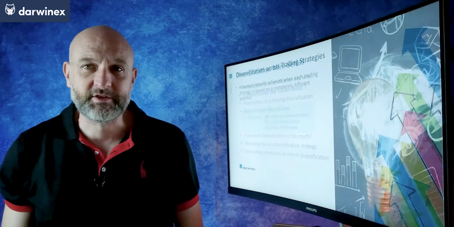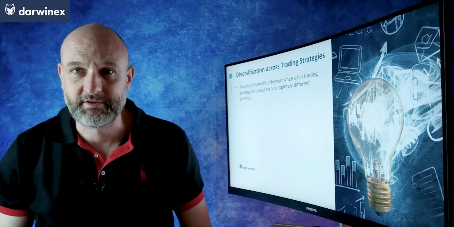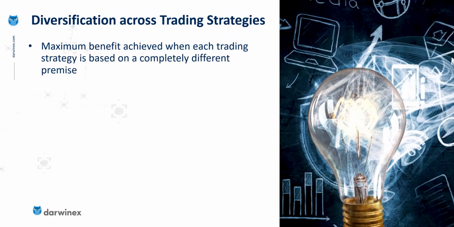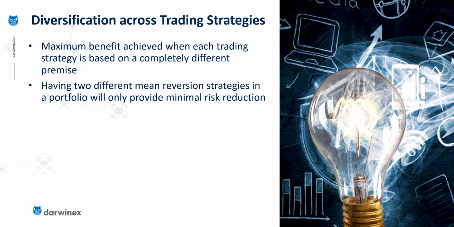Now, the important thing to realise is that when you do diversify across multiple trading strategies, you'll get maximum benefit when each of those individual trading strategies is based on a different premise. So for example, if you happen to have two different trading strategies, but they're both based on a mean reversion premise, then unfortunately this will only provide minimal risk reduction, because each of those strategies will still be taking trades at the same time and probably in the same direction.